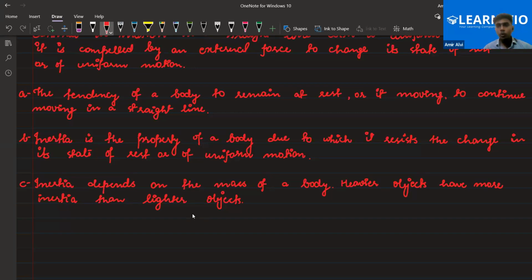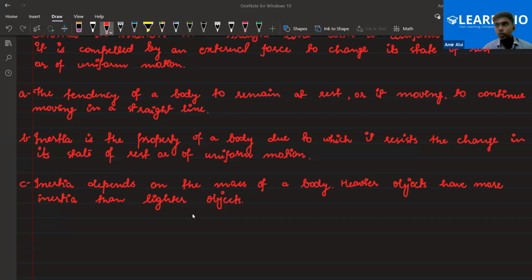Suppose you want to push a truck. Is it possible to push a truck by a single person? No. It means the resistance offered by the truck is greater than the force you are applying. But you can easily move a car, even a single person can, because the resistance offered by the car is not that much greater in magnitude. So the more the mass, the more the inertia.